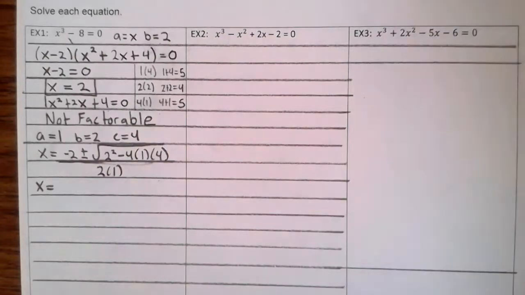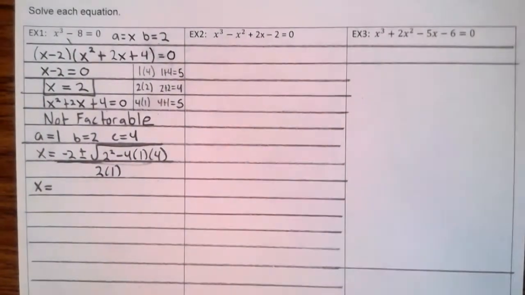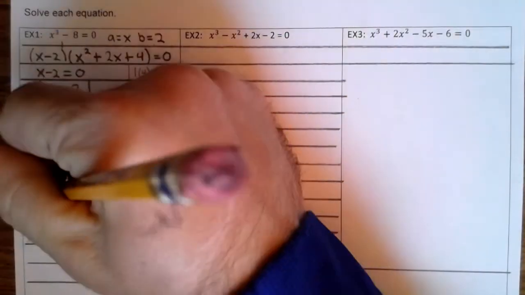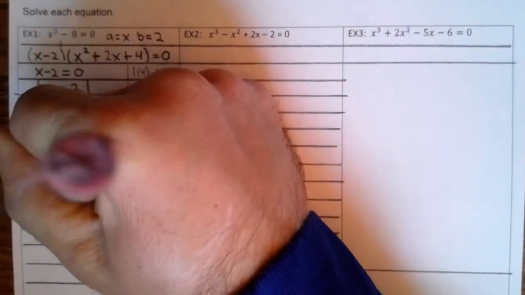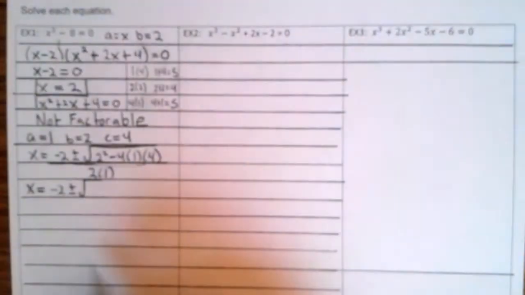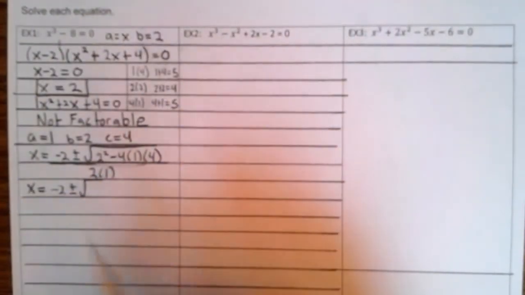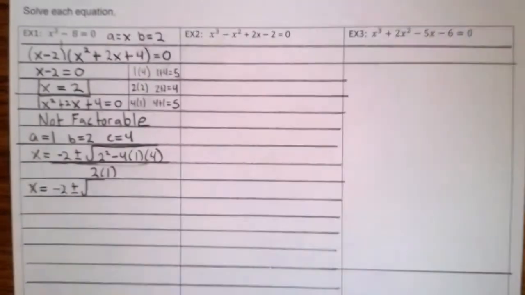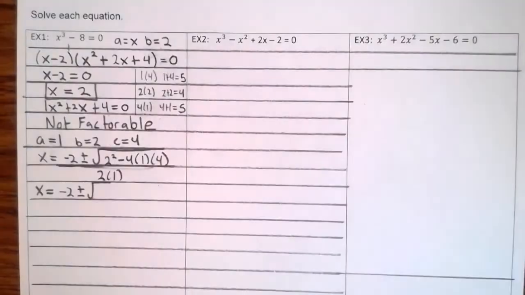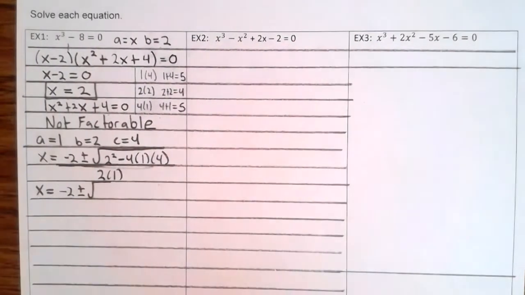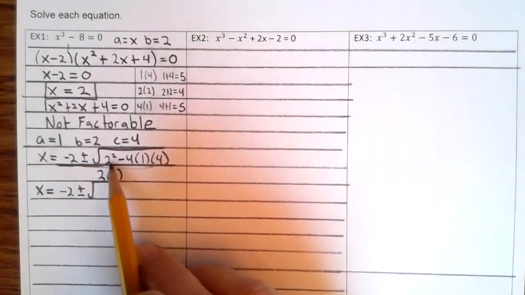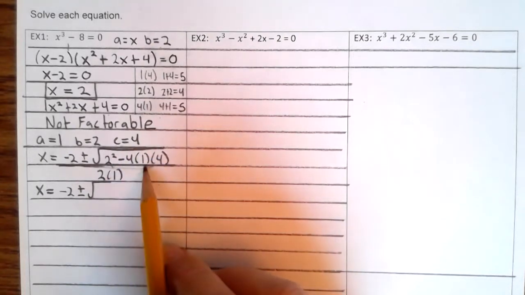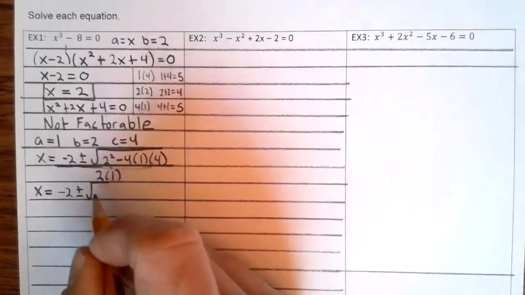I'm going to try to brighten this up a little bit. Try it so it won't get blurry. All right, so X equals negative 2 plus or minus the square root. Well, we'll look at that. That's weird. All right, so now 2 squared is 4 minus 4 times 1 times 4. So that's 4 minus 16 equals negative 12 divided by 2.